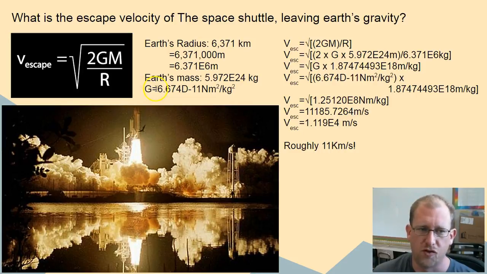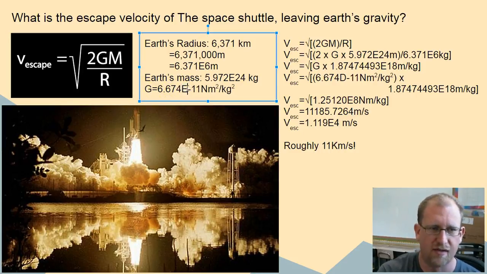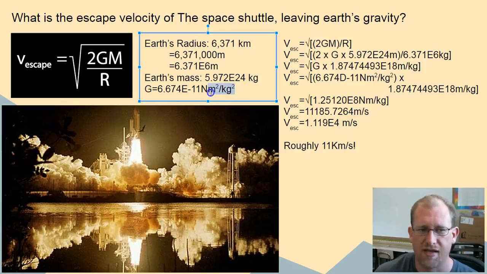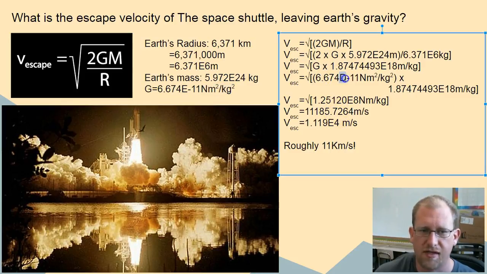And then the value for G is 6.674 times 10 to the negative 11th newton meters squared per kilogram squared, and all of that nasty unit just cancels out in this equation. So it leaves us with meters per second at the end, so don't get stressed out about that unit.